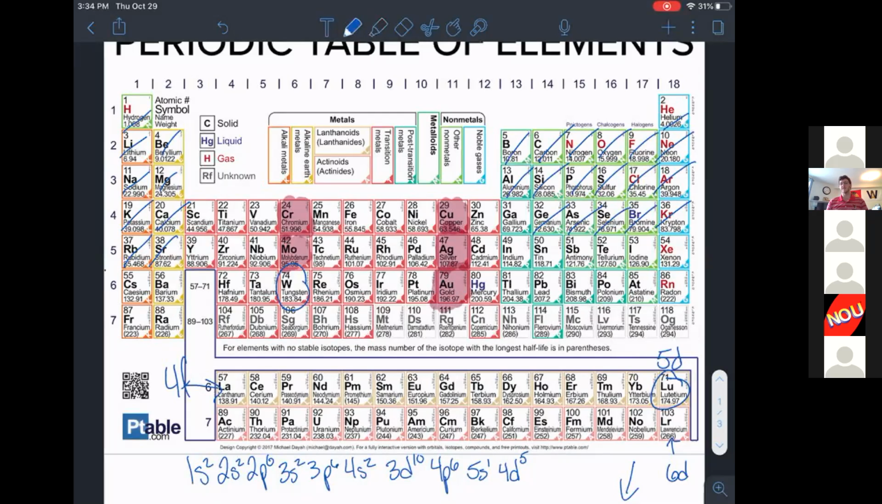And then the last question from our bell ringer was about ionization energy. What does it mean if it has a small ionization energy? That it doesn't require a lot of energy to remove an electron. Exactly. It doesn't require a lot of energy to remove an electron.